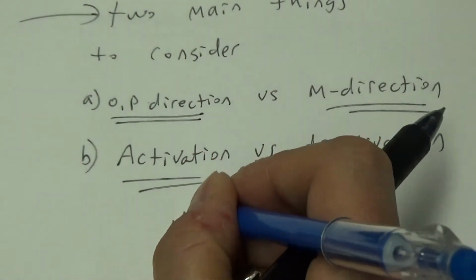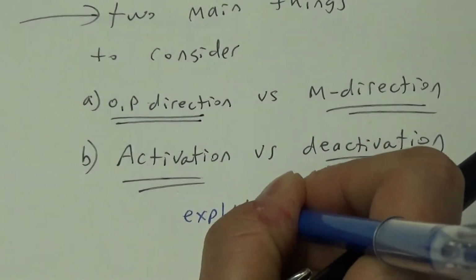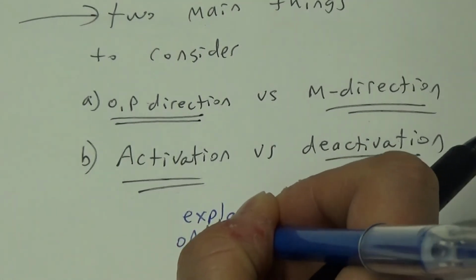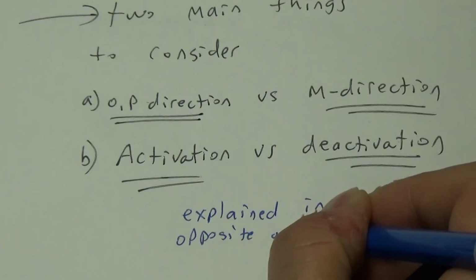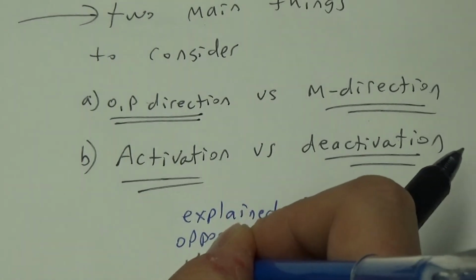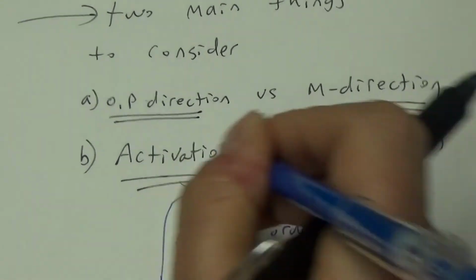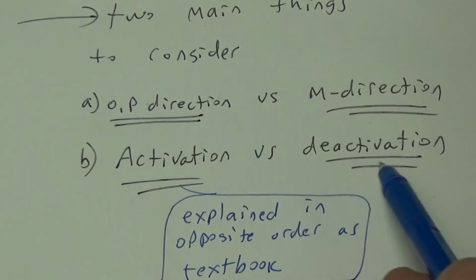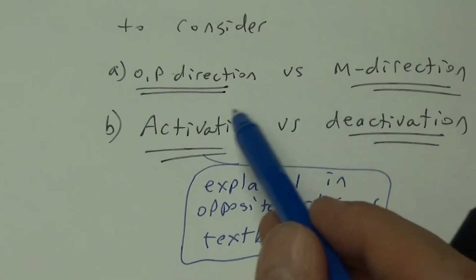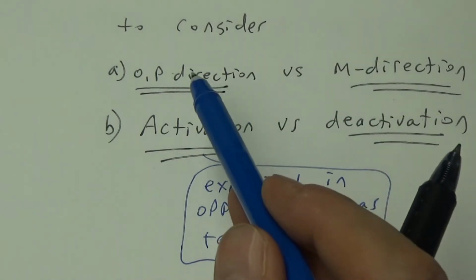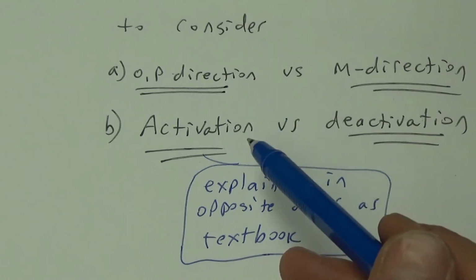I also will point out that these are explained in the opposite order from the textbook. If you're reading the textbook, which is always good, and you should totally read the textbook, I think they first talk about activation and deactivation, and then ortho-para direction versus meta direction. But to me, it makes more sense to first do the direction stuff.